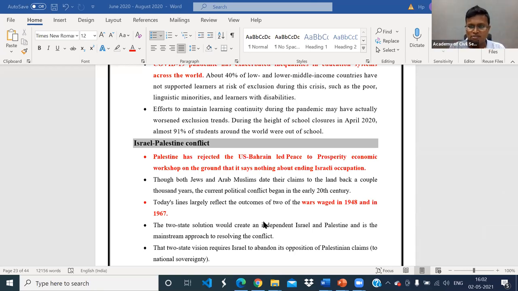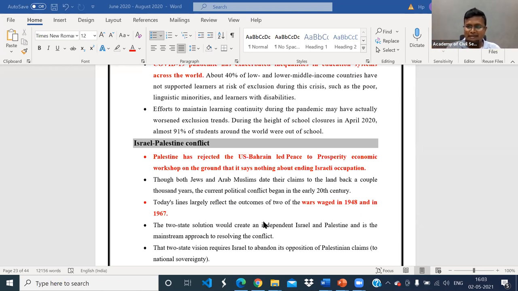Palestine rejected that because they wanted Israel to at least end the ongoing occupation. Israel still occupies whatever it already occupied, along with the ongoing occupation of the two territories Palestine has at present. One is the West Bank, the second one is Gaza. These terms might come in the news. Gaza and West Bank are commonly in the news in the Middle Eastern region. These are the two provinces of Palestine.